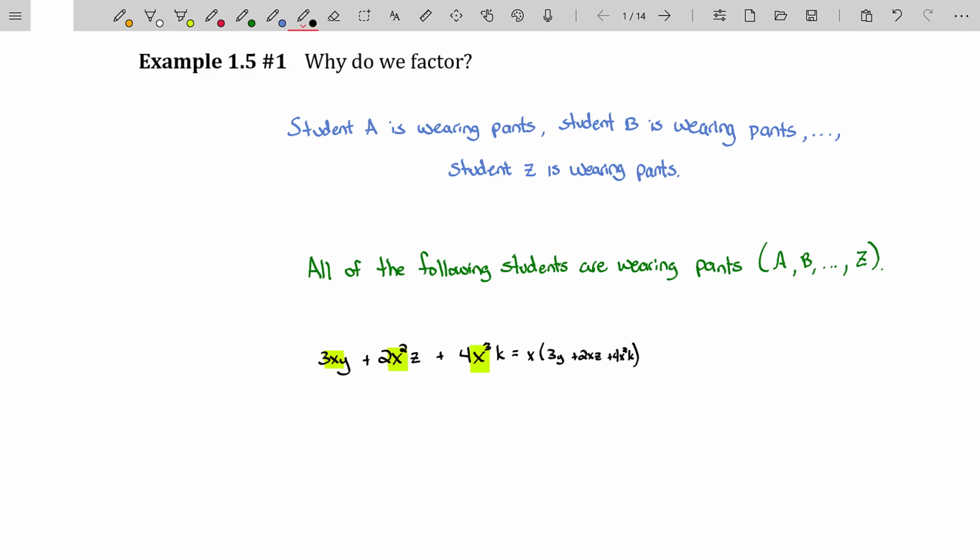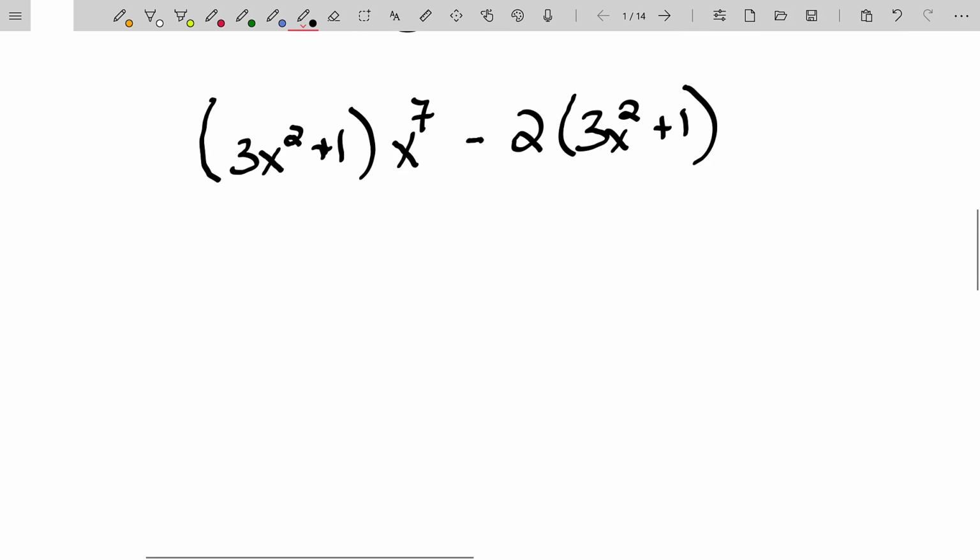Now, that's the superficial reason as to why we factor. However, there's a really great mathematical reason as well. We like to factor because when you have an expression in factored form, it's much easier to evaluate that expression. Take, for example, this expression I've just written right here. If I were to ask you to evaluate that expression at something very simple, let's just say at x equals 1.